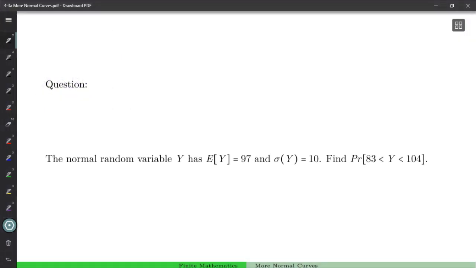The normal random variable y has an expected value of 97 and a standard deviation of 10. Find the probability that y takes on a value between 83 and 104. So let's draw a little bit of a picture to try and understand what's going on here.